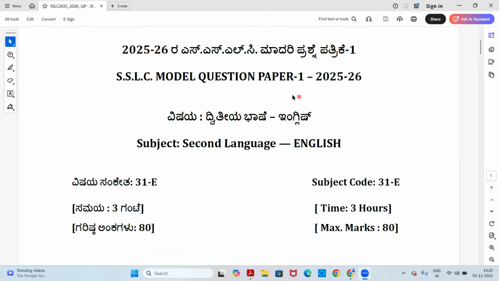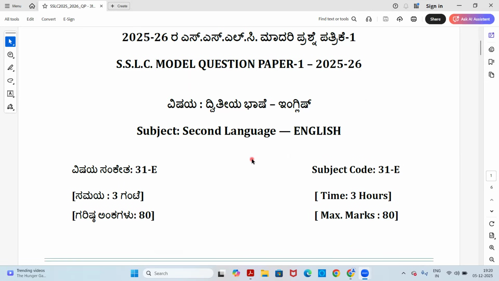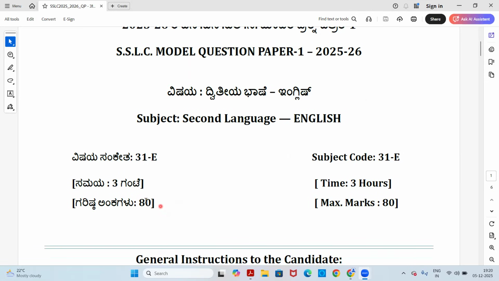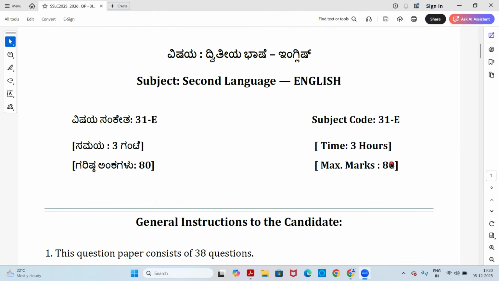Now here we are going to start with our discussion of SSLC Model Question Paper 1 of Second Language English for the year 25-26. This paper is for 80 marks. It has 3 hours duration and the subject code is 31E. So these are the details about the question paper.